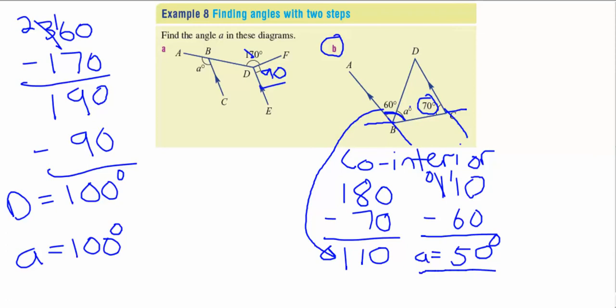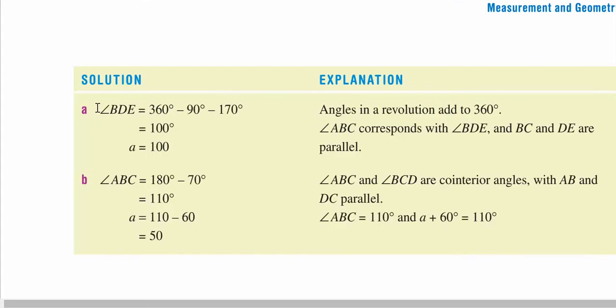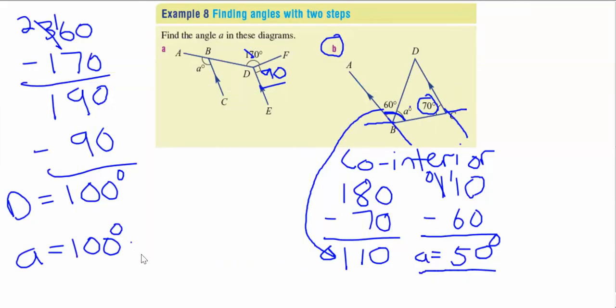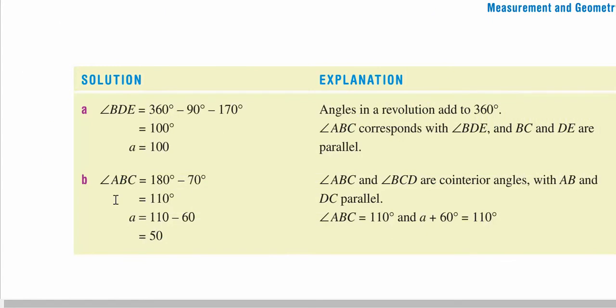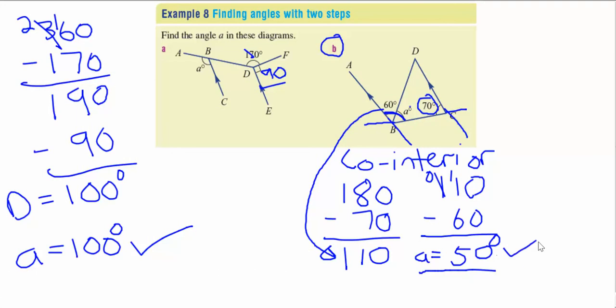And what we're going to do is check, make sure our answers are right. So our solutions here, this is for A equals 100 degrees. That's what we got, gives ourselves a tick here. And angle A here has to equal 50 degrees. Again, give ourselves a tick.